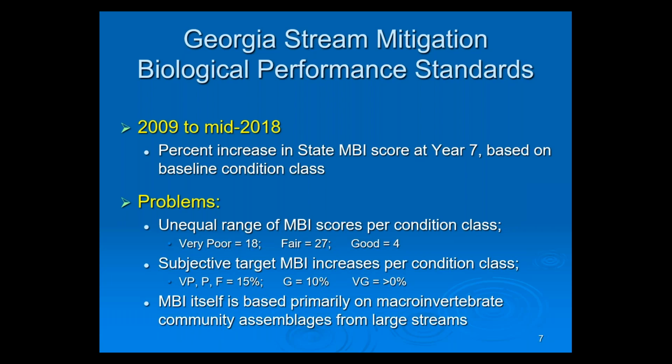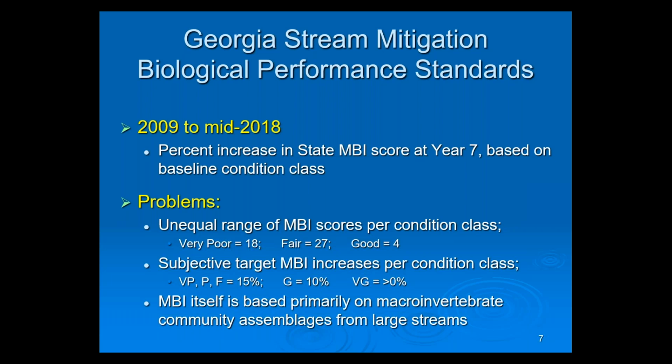So the biological performance standards in the mitigation guidelines for the district were based on a percent increase in that multi-metric index score at year 7, following construction of the project. And the amount of that increase was based on the condition of the stream pre-project or at baseline. So, for example, if the baseline condition of the stream was very poor or fair, by year 7, we wanted a 15% increase in the MBI score over the baseline score.